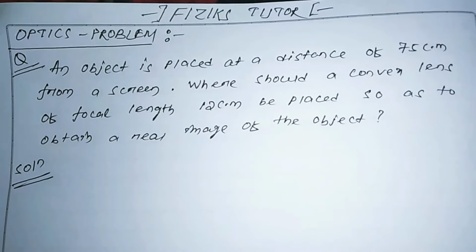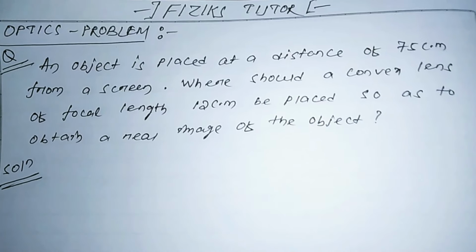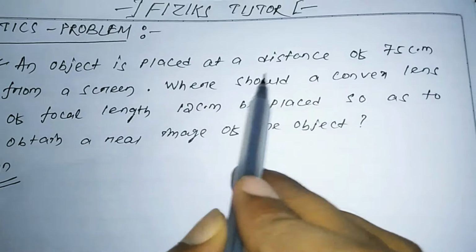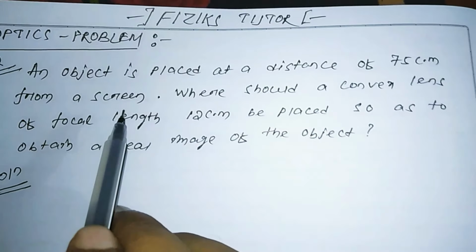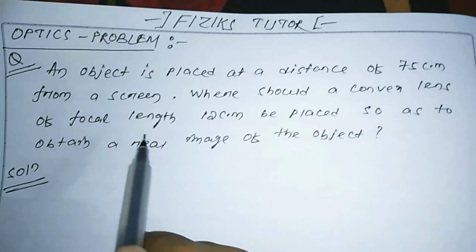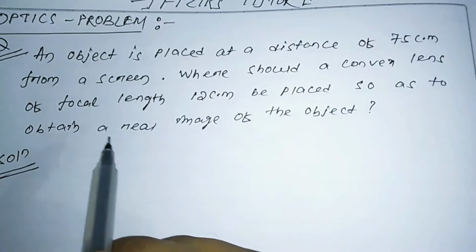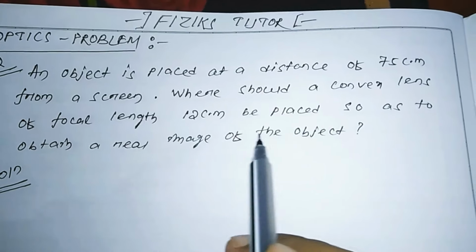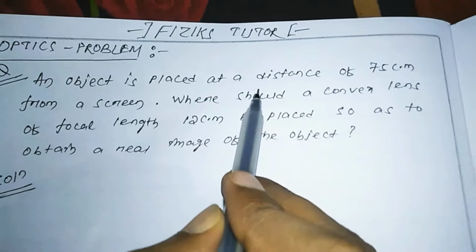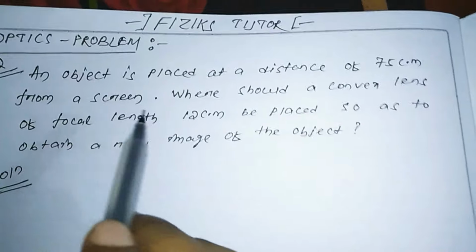Hello viewers, today we'll discuss another interesting problem of optics. The question is: an object is placed at a distance of 75 cm from a screen. Where should a convex lens of focal length 12 cm be placed so as to obtain a real image of the object?